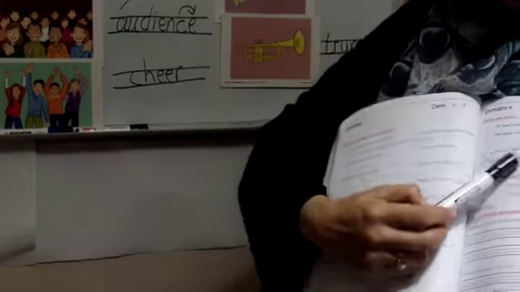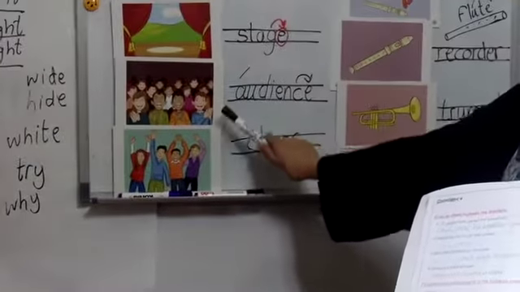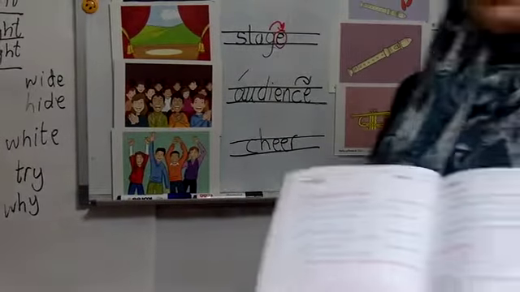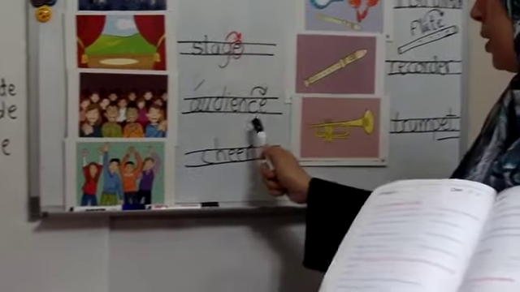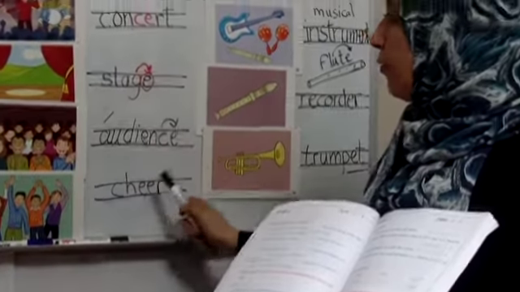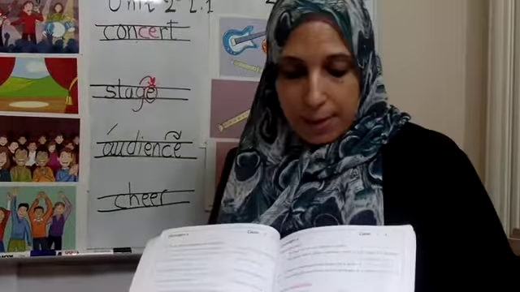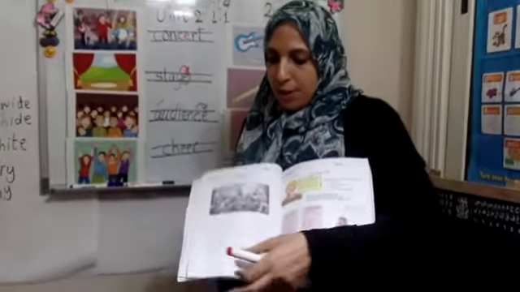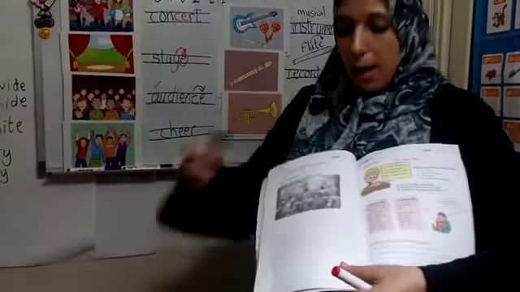The place where actors and actresses stand to act a play in a theater? On a stage. Stage. A musical instrument that looks like a flute? Recorder. The people who watch the actors and actresses on the stage? Audience. Take care of the spelling. We noticed the different points of spelling that will make your spelling better. We have a very nice picture to write about.